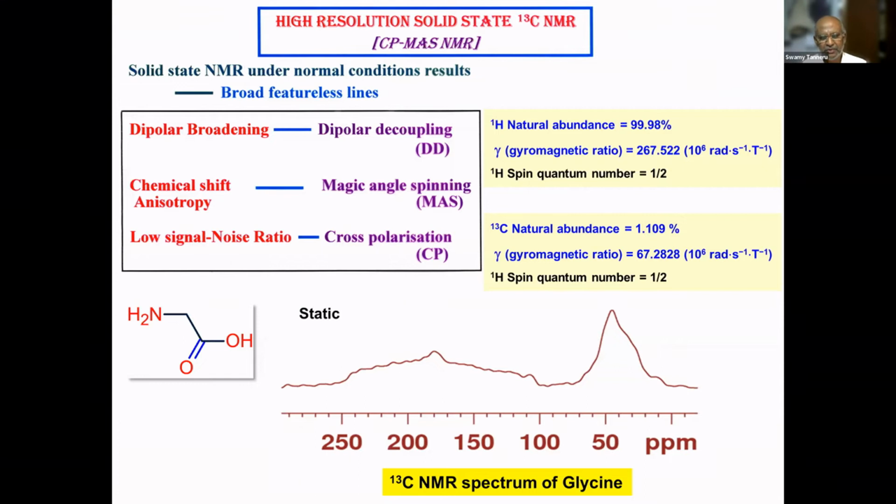Then another problem, especially for carbon-13. For example, if you see here, the fundamental properties of proton and carbon-13. Proton natural abundance is 99.98, almost 100%. The gyromagnetic ratio is 267.5 times 10 to the power of 6 radians per second per Tesla. Proton spin quantum number is half. Now come to carbon-13, the natural abundance is 1.1. So compared to proton, the carbon-13 natural abundance is only 1%.